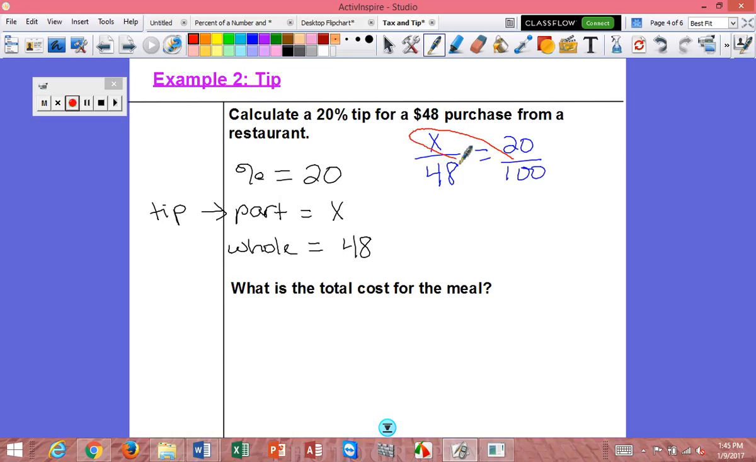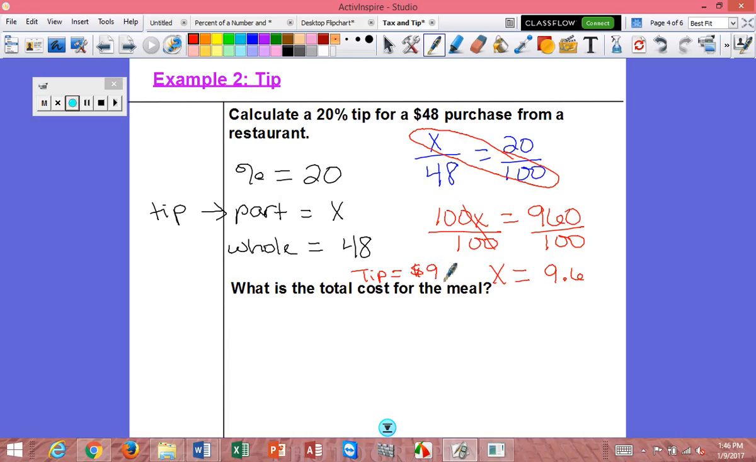Again, we're going to cross multiply. 48 times 2 would be 96, so I know 48 times 20 would be 960. And I'm going to divide each side by 100. And when I do 960 divided by 100, that would be 9.6. But again, this is money, so we know that the tip would be $9.60.